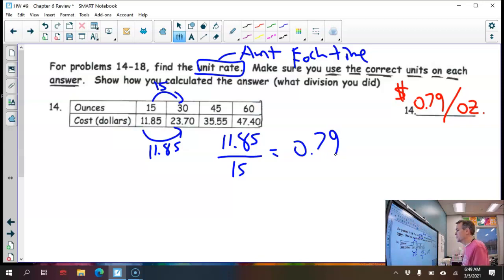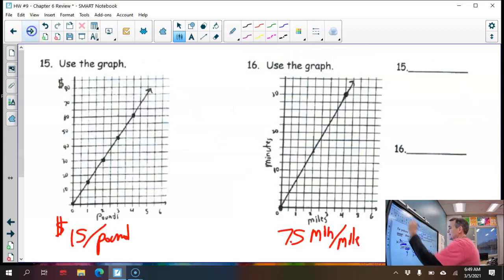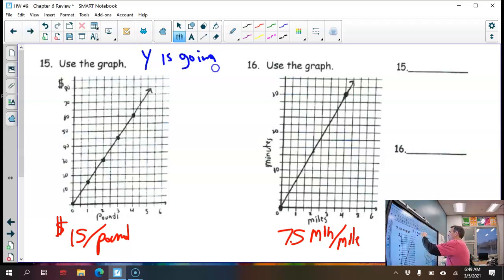You just need to make sure you put the units on it. And the units is always the y units, dollars, per, right? You can either write the word per or use the slash. The x units, ounces. So this is dollars per ounce. Number 15. So I think the graph is hard. On the graph, you want to make sure you use points that I have obviously made. So again, I need to figure out how much y is going up each x.